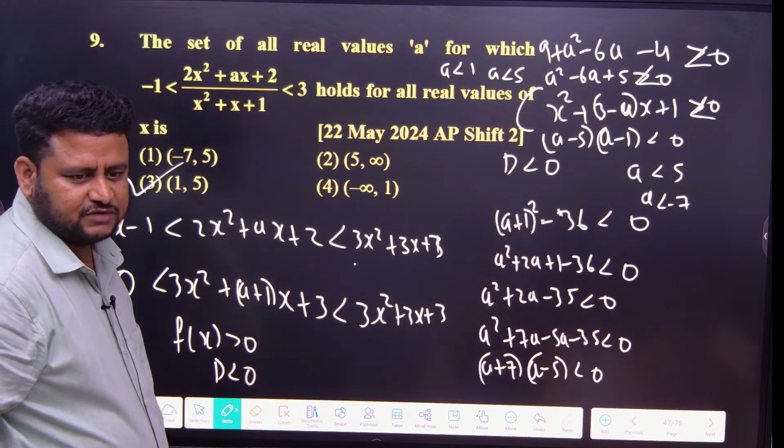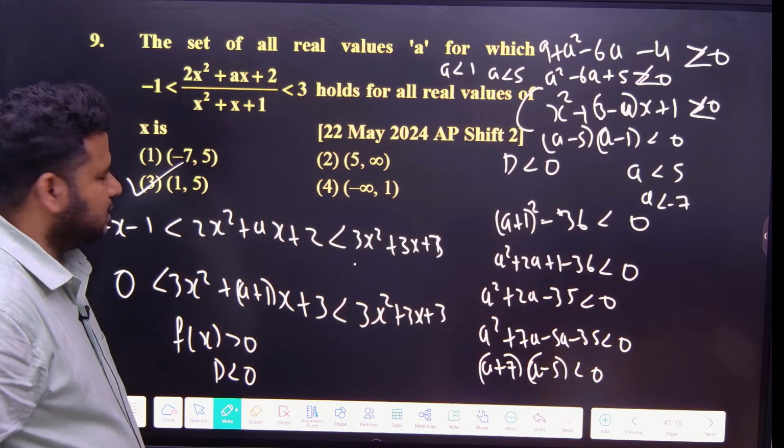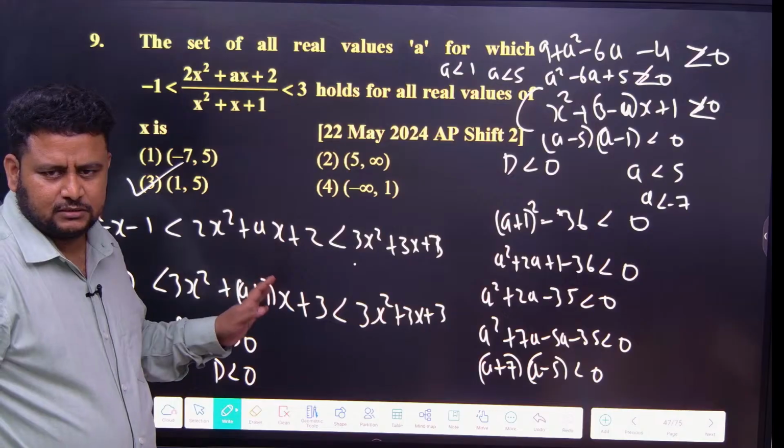Understood? This is the way you have to solve. 1 comma 5 is holding good. Understood how to solve this one? Got it? Okay, fine then.